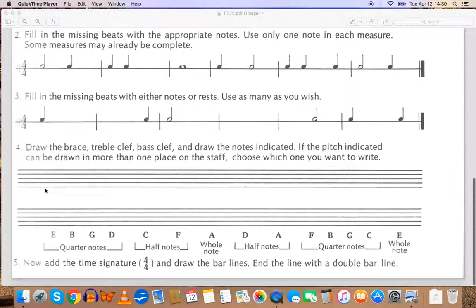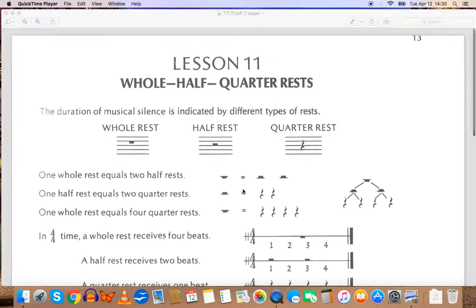Then they want you to add the time signature to the activity here. So make sure you leave space for the time signature to draw it in later. And then draw the bar lines. So time signature is 4/4. You're going to count out 4 beats, draw a line. Count out 4 beats, draw a line, so on and so forth. And here they want you to draw a double bar line. Here's a hint. It looks kind of like this. A thick line and a thin line. So that's lesson number 11. Have fun.